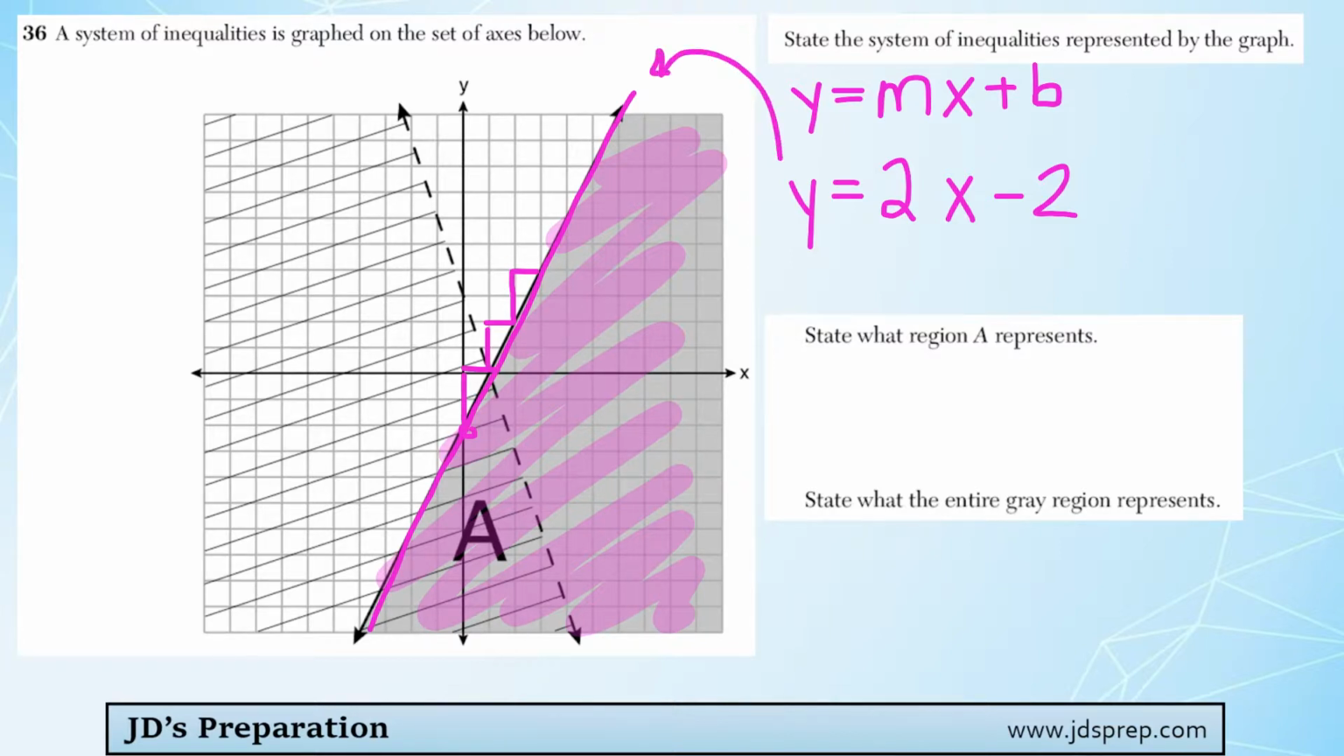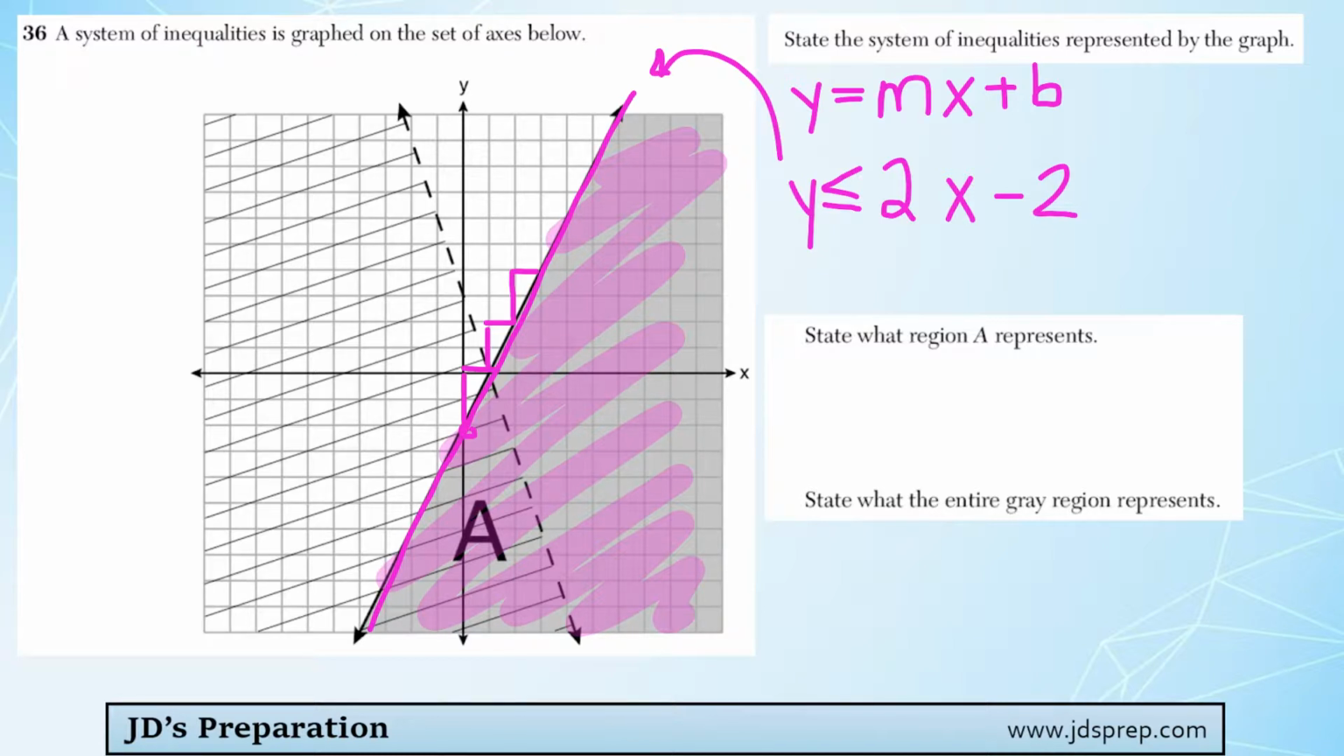However, we're looking at this as an inequality. What we highlighted is everything that's below it. So instead of us saying y is equal to 2x minus 2, we would want it to be y is less than or equal to 2x minus 2. Because it's a solid line, it can include it.